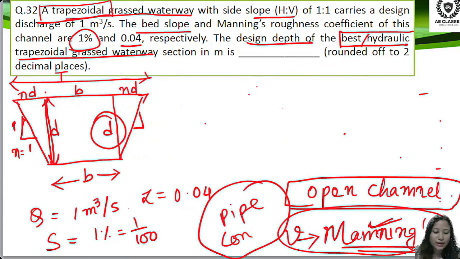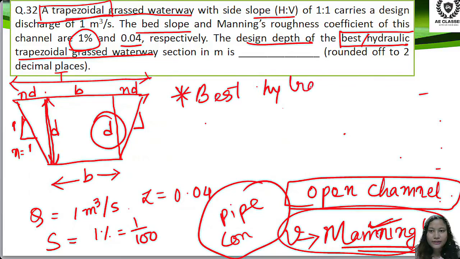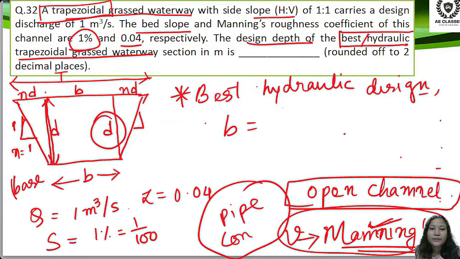For a grassed waterway, always remember, this is another star point that you have to remember. For best hydraulic design, B, that is, what is B here? Base. B is the base width. For the best hydraulic design of a trapezoidal section, B is always equal to 2d tan theta by 2.